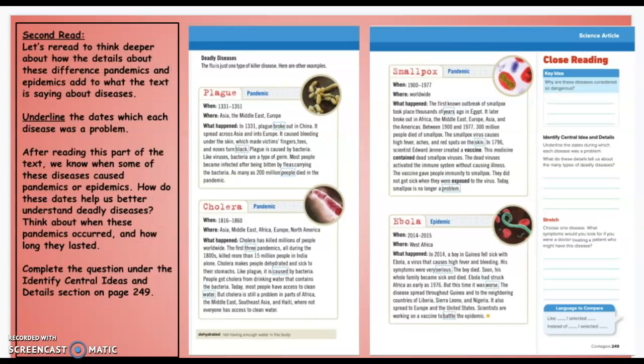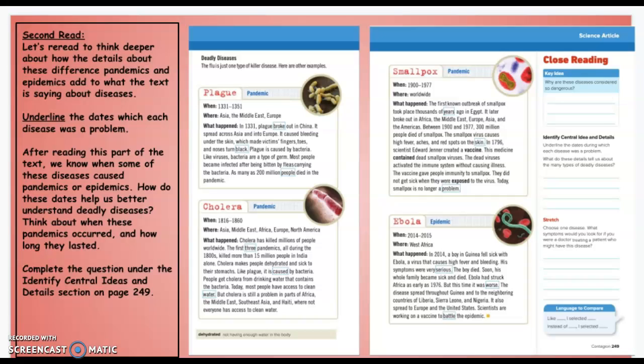All right, so now when we're going to do our second read, we're going to just reread it. I'm going to have you reread it. You can back it up and listen to me read it on the recording, or you can read it on your own. But I want you to think deeper about how the details about these different pandemics and epidemics add to what the text is saying about diseases.